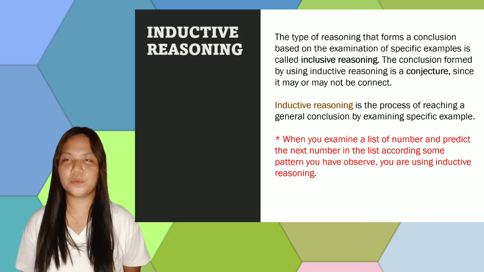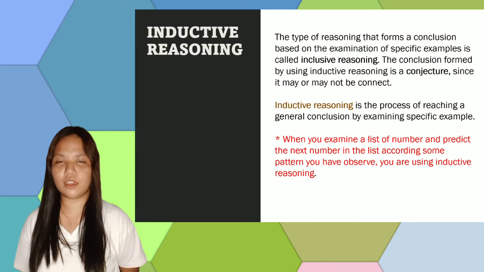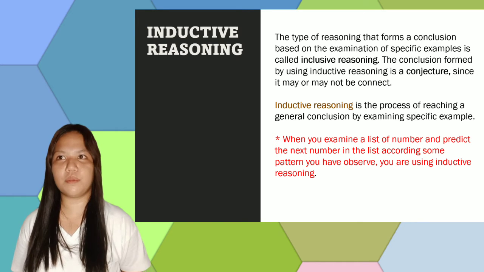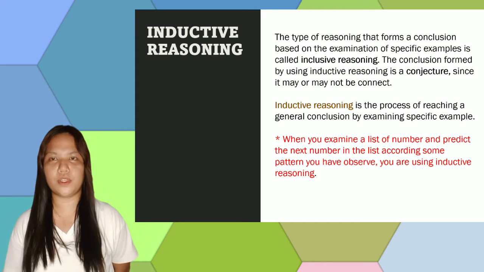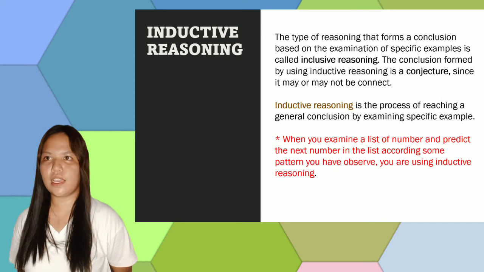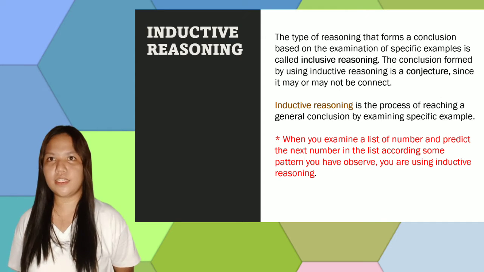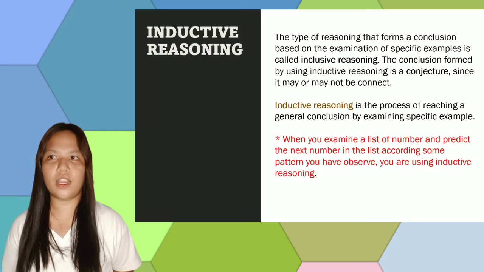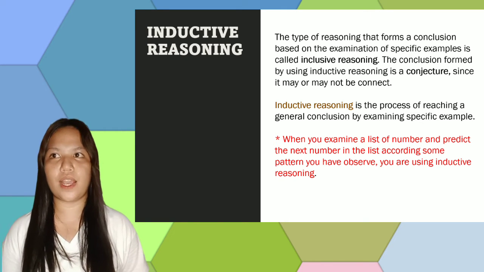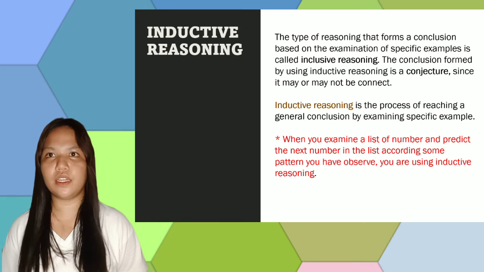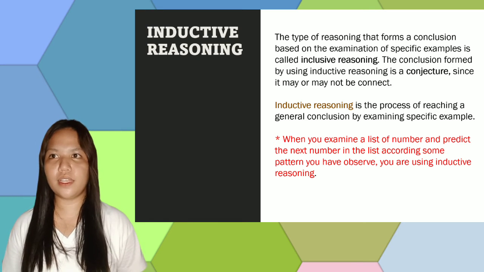Inductive reasoning. The type of reasoning that forms a conclusion based on the examination of specific examples is called inductive reasoning. The conclusion formed by using inductive reasoning is a conjecture, since it may or may not be correct. Inductive reasoning is the process of reaching a general conclusion by examining specific examples.